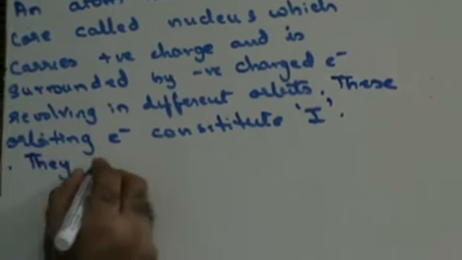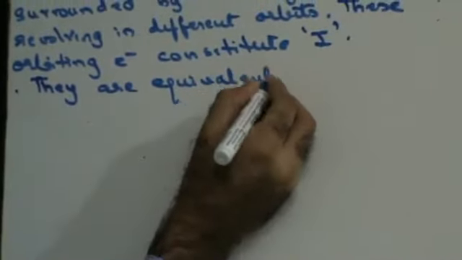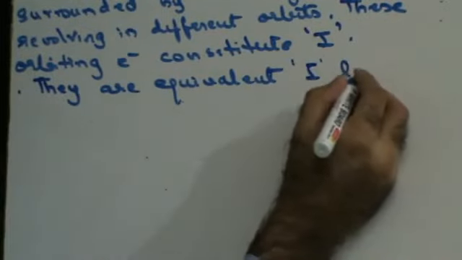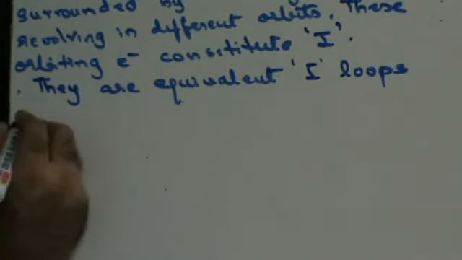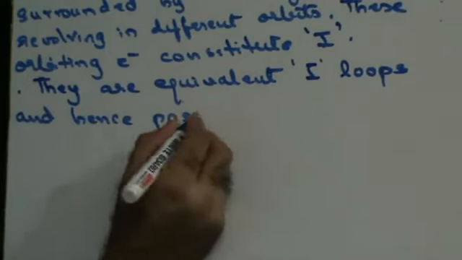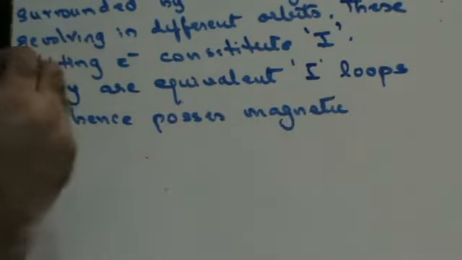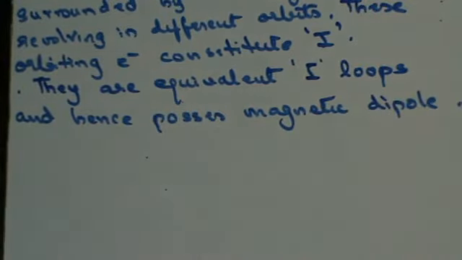These are equivalent current loops and hence possess a magnetic dipole moment. So these substances give rise to the magnetic property.